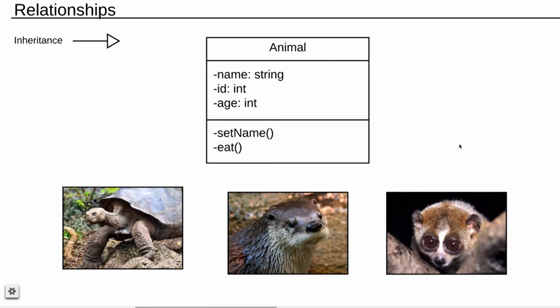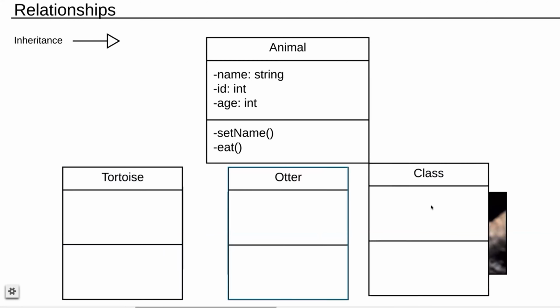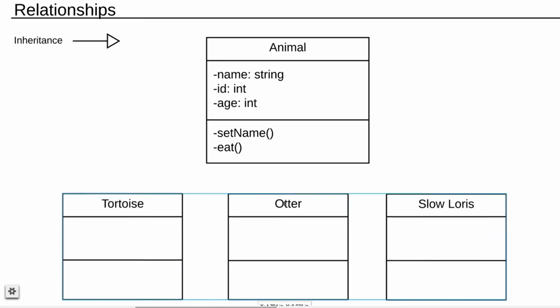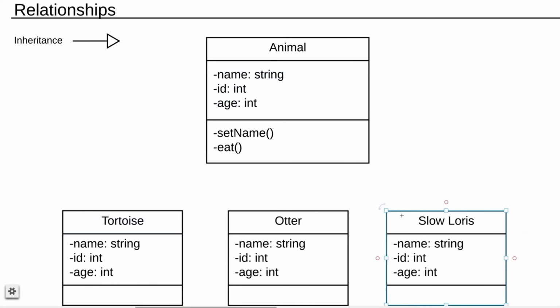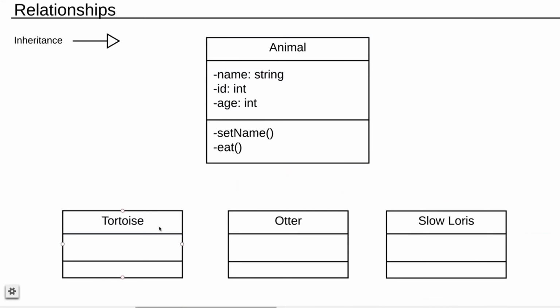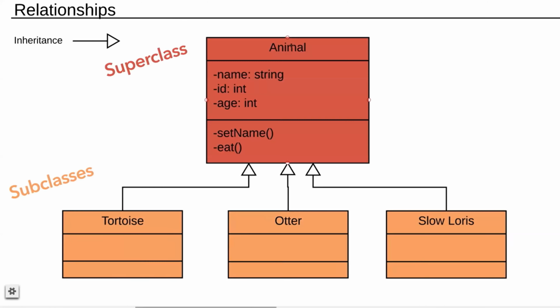In our system, we want to distinguish each of them as their own class. So we make 3 new classes for tortoise, otter, and slow loris. And I'll make these a little smaller so you can see them better. Now, instead of duplicating attributes for name, ID, and age, we can make these classes into subclasses of the animal class by drawing open arrows like this. This is an inheritance relationship. We're saying that these subclasses inherit all the attributes and methods of the superclass. You could also use the terms child and parent class.